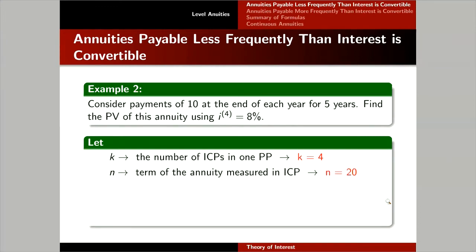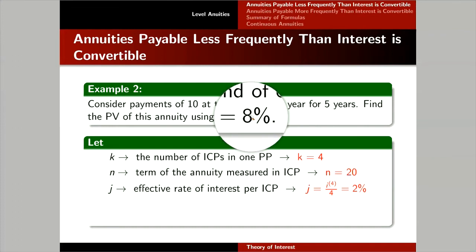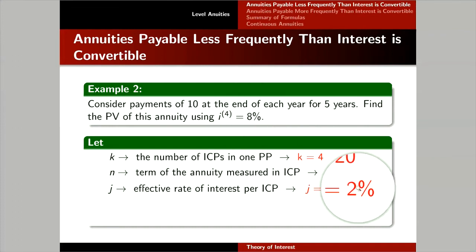Next, J. J is the effective rate of interest per interest conversion period. So, what is J? Your J is your I upper 4 over 4. So, you just divide 8% by 4, and then you will get 2%. So, that's the effective rate of interest per interest conversion period, or per quarter.